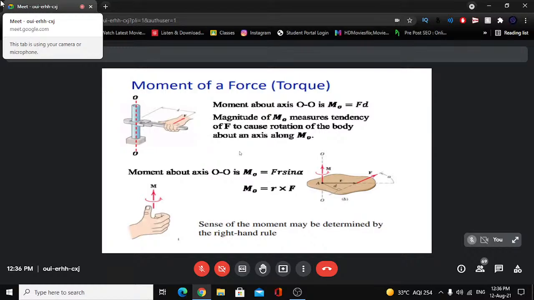Now let's work out the moment of a force. Moment of a force about an axis we call torque. Later you will clearly understand, because all the three moments are about an axis, but axis means longitudinal axis. So if it is about the longitudinal axis, it is called torque. If it is about a cross-sectional axis, we define it as bending moment. This particular thing we'll discuss again later when we deal with the beam.